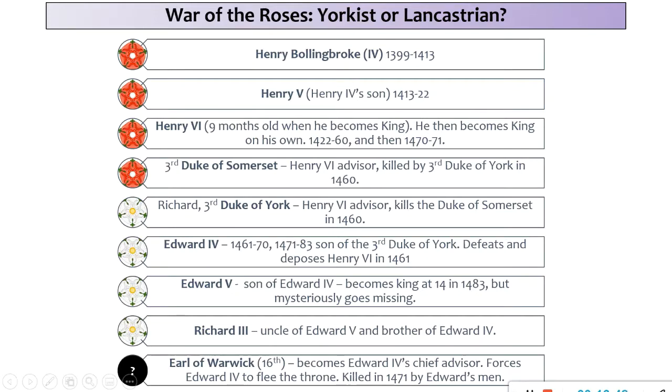And finally, the Earl of Warwick, who becomes Edward IV's chief advisor, as well as forcing him to flee from the throne when he feels he hasn't got enough power, and also being killed by the Yorkists, is both at different points a Yorkist and a Lancastrian. So hopefully that made sense.